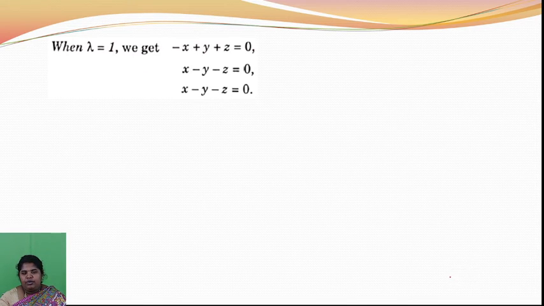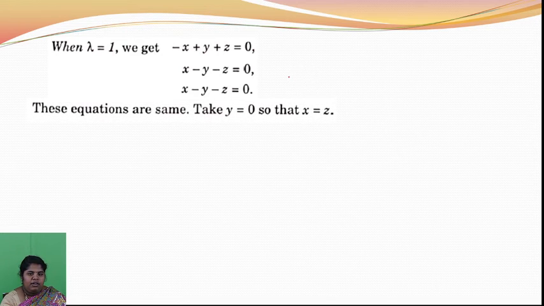Now corresponding to lambda equal to 1, we have two same eigenvalues. So if we are having same eigenvalues, then the following procedure is used. So first, lambda equal to 1. In the place of lambda, replace 1. We get these three equations. Now since these three equations are similar, the first equation can be written as x minus y minus z equal to 0. So all the three equations are same.